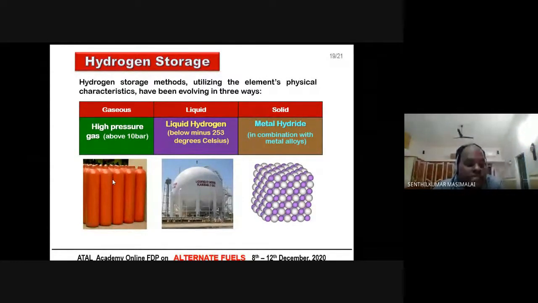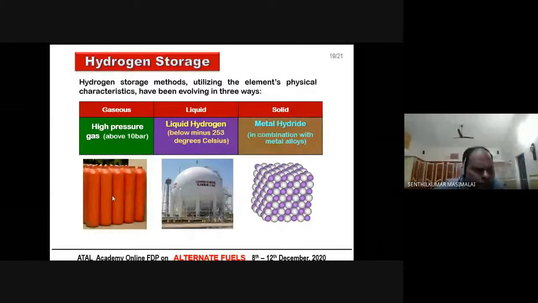So storing hydrogen in gaseous form is easy, but for that you need special containers. If you keep all these cylinders in your car, they will be about 50% of your car weight. So unnecessarily, you have to carry the weight of the cylinder. This is the drawback of using gaseous hydrogen.